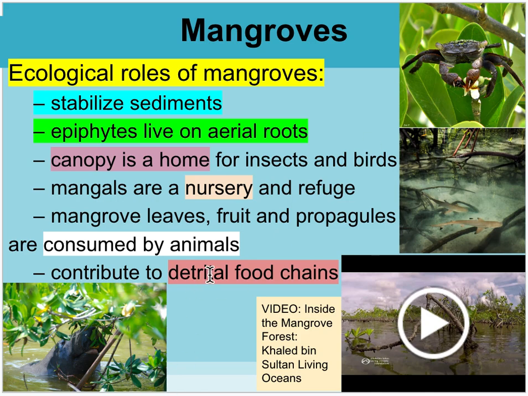So, they also produce dead and decaying matter with their leaves, and all of that is a food source that ultimately gets used in other places. So mangroves are very important. We actually have a whole video about their ecological role coming up where we talk about them more in depth. So this is a video inside the mangrove forest by Khalid bin Sultan, Living Oceans, that I recommend you check out. It's a good one.